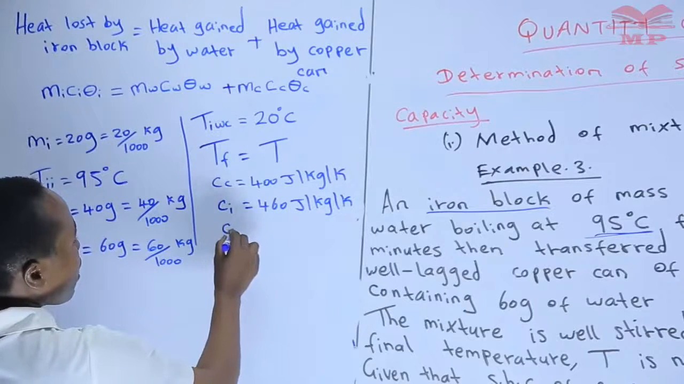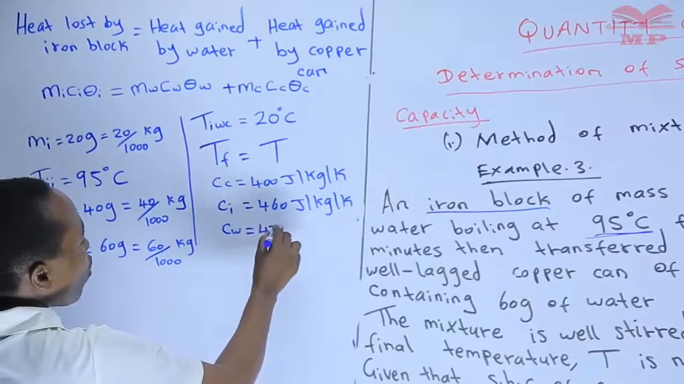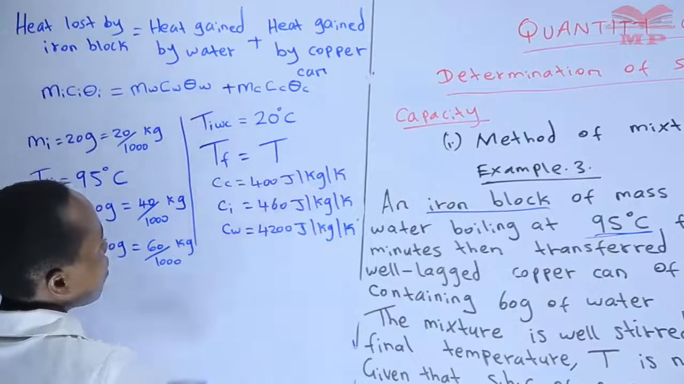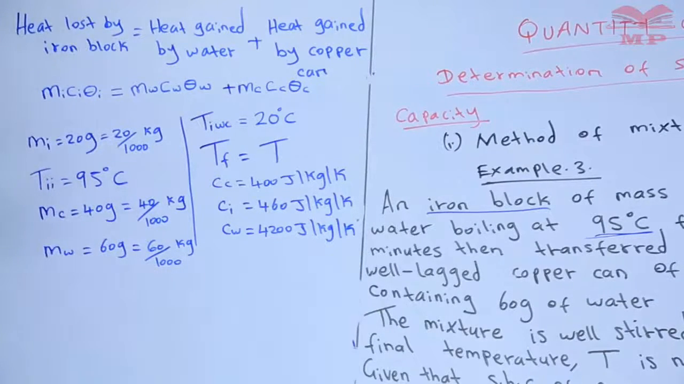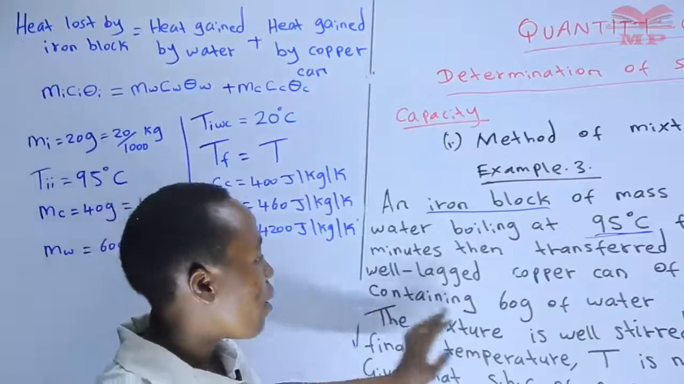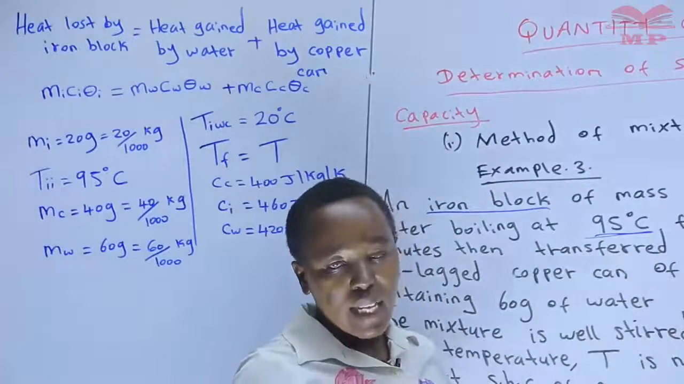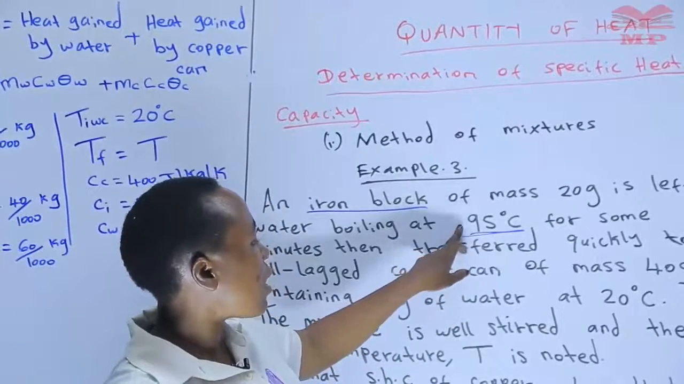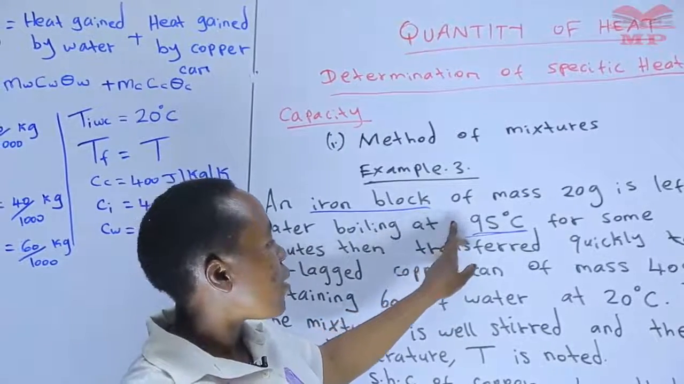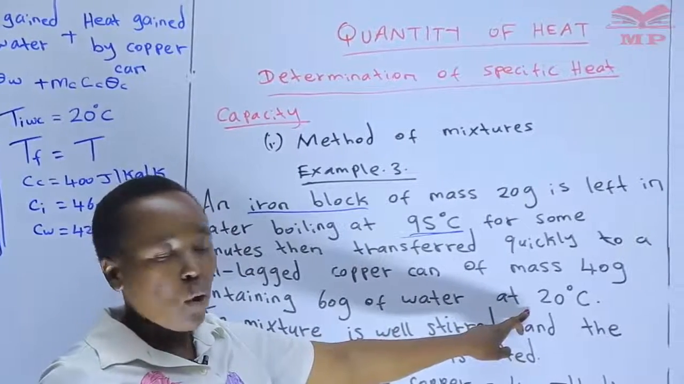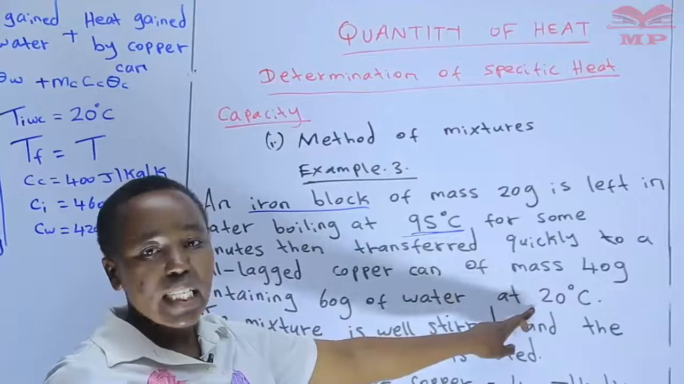And the specific heat capacity of water is 4,200 joules per kilogram per Kelvin. Very easy. So we want to find the final temperature. Now before we calculate it, do you expect it to be more than 20 or less than 20? Because here we are saying that this block, at 95 degrees Celsius, is transferred into this copper can containing water at 20 degrees Celsius.